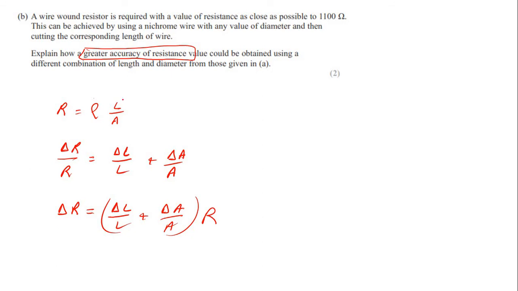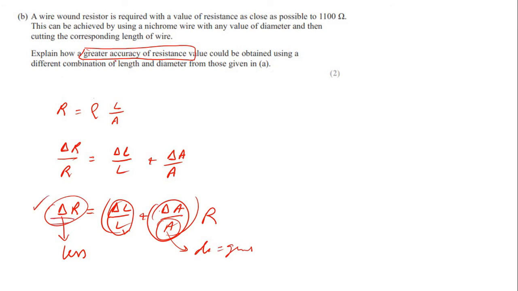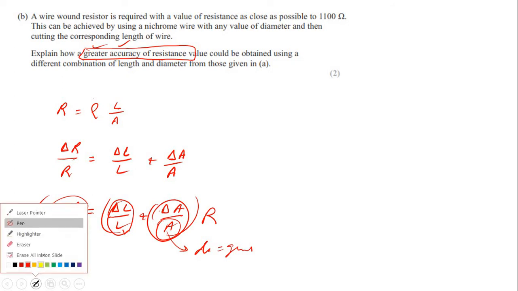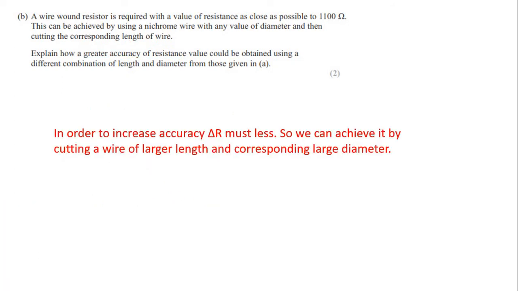Now greater accuracy means the uncertainty delta R must be less, and it will be less only if length is greater and area is greater, or diameter is greater. So you choose the greatest possible length and the greatest possible diameter so that you have the smallest fractional uncertainty, and then you have the smallest uncertainty in the resistance, so greatest accuracy. So the idea is delta R has to be less, and it is possible only if both length and diameter are greater. So that's how you can explain your reason. In order to increase accuracy, delta R must be less, so we can achieve it by cutting a wire of larger length and correspondingly larger diameter.